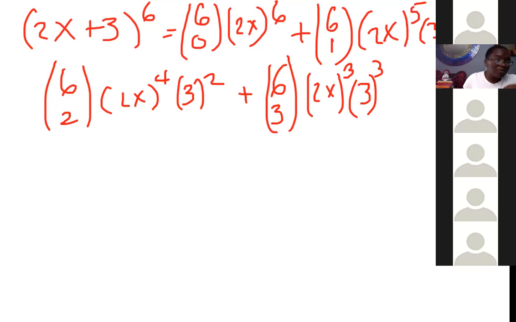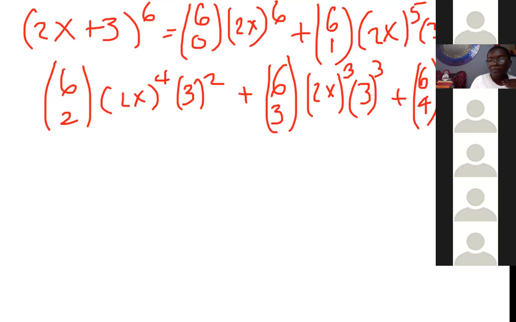How many terms are going to be in this binomial expansion? How many terms will be in this binomial expansion? 7. Very good, Laura. Okay. All right, guys, so I'm going to continue. So the next one is going to be 6, choose 4. And it's going to be 2x to the 4th power and then 3 to the 2nd power.